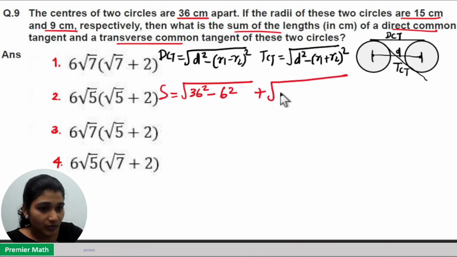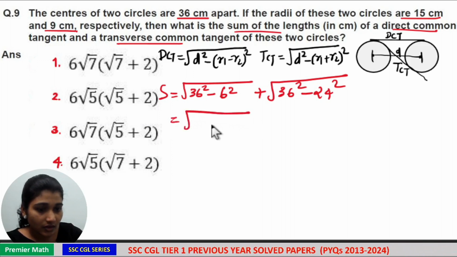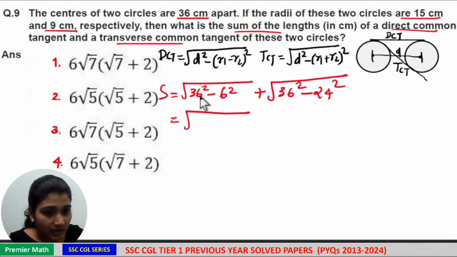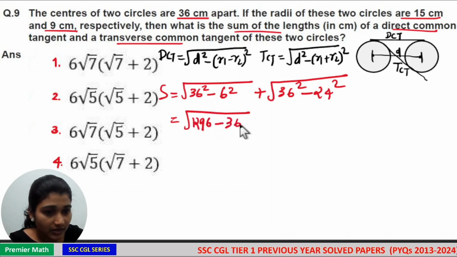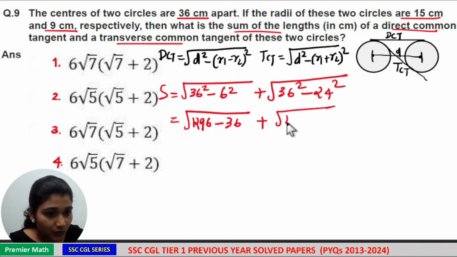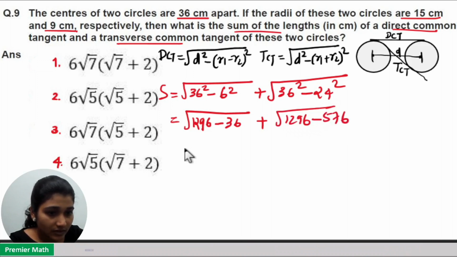Transverse common tangent is root of 36 square minus sum of radius, which is 15 plus 9, 24. So 24 square. Now just take the sum here. 36 square means 6 square 36. 3 into 6 is 18, into 2 is 36, plus 3 is 39. 3 square 9 plus 3 is 12. 1296 minus 36 plus 1296 minus 24 square is 576.